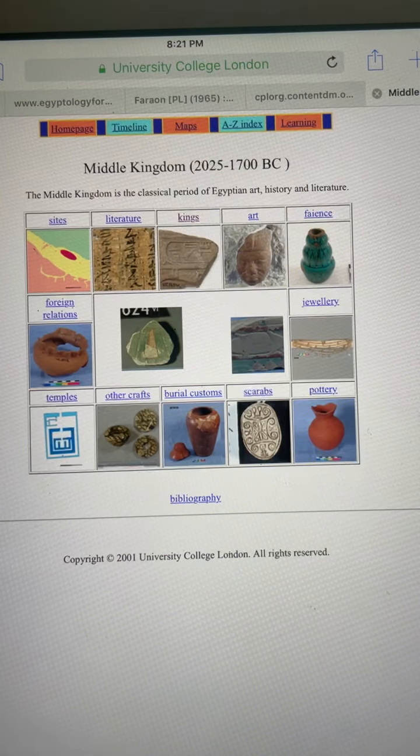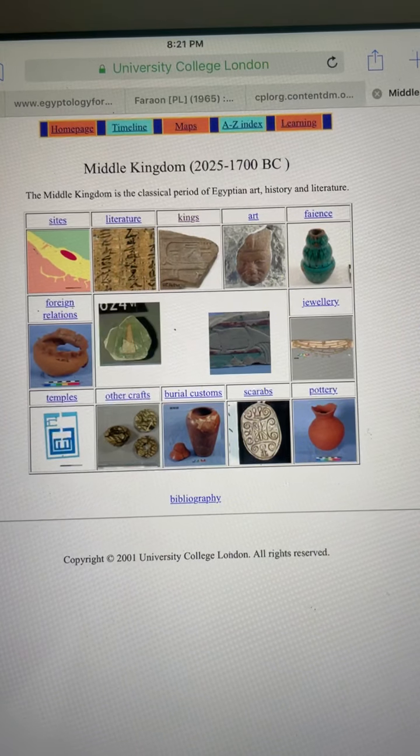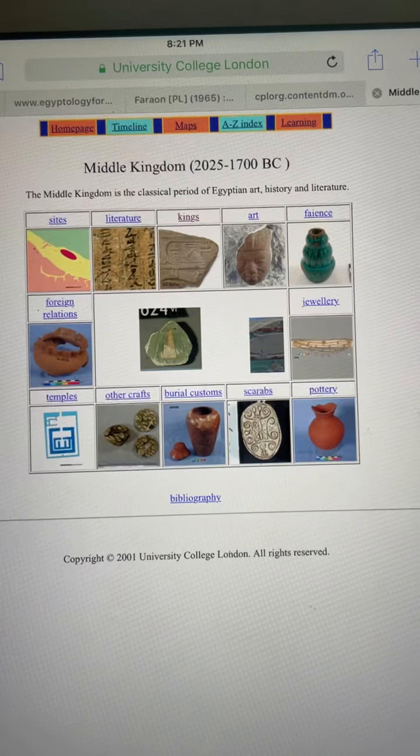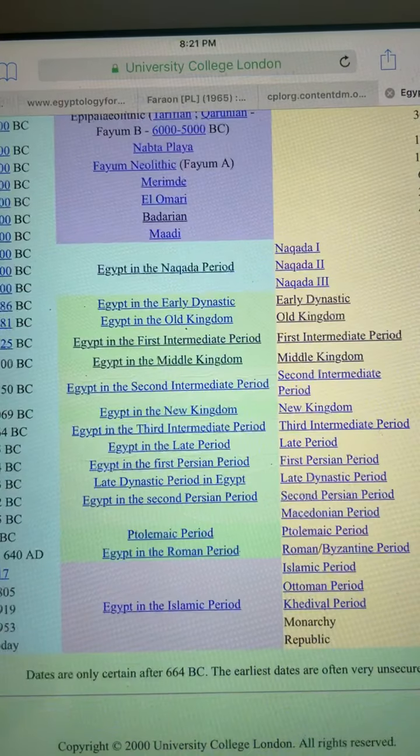Much of the statues are very conservative, very traditional. There is some deviation from the art itself, but not much. And this is some of the art pieces you can have a look at. I'm not going to go too much into it, but that's the Middle Kingdom.